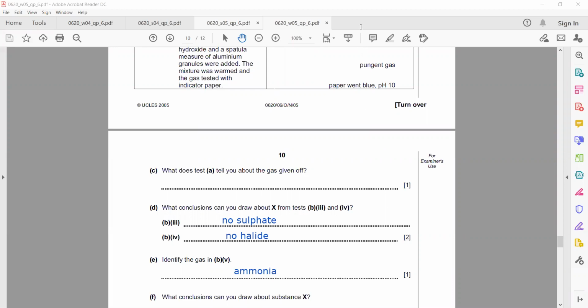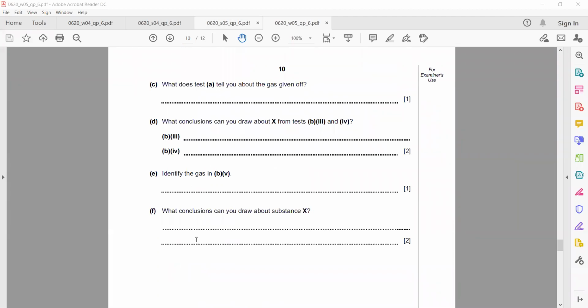What conclusion do you draw about substance X? What is substance X? It's worth 2 marks. So 1 mark is for mentioning hydrated. Aluminium will not give you a mark because that's already mentioned in the question. The second part is nitrate. So it is hydrated aluminium nitrate. Is it clear? These are some questions which I discussed. So you have to learn the table for identification of the ions.